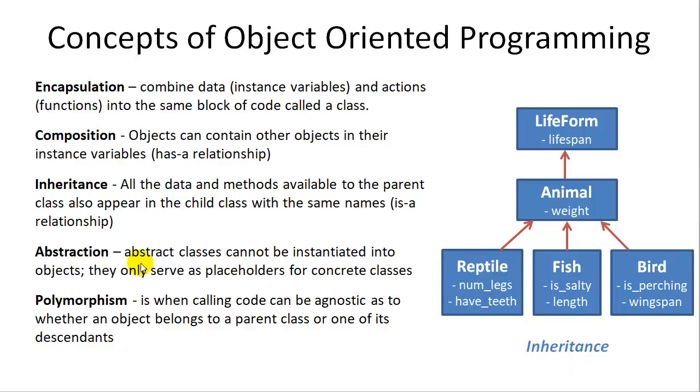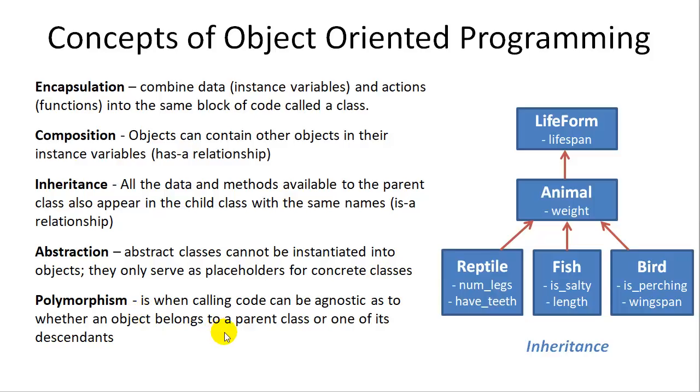Abstraction is having an abstract class as a template only that cannot be instantiated into an object. It serves as a template or a placeholder for you to write a concrete class based on that. And it's really there just to define what methods or functions you need in that class to implement it.